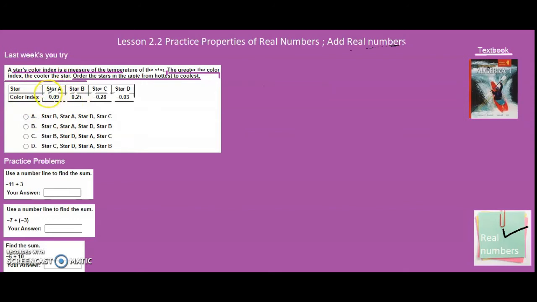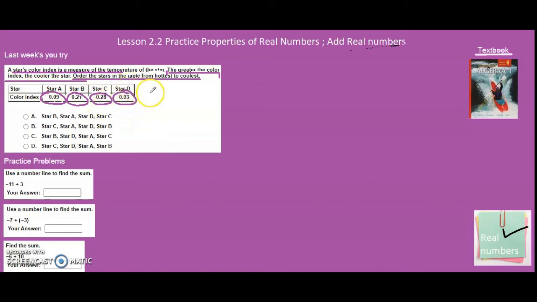First we have star A, which is 0.09. Then we have star B, which is 0.21. Here we have star C, which is -0.28. And the last color index we have is -0.03. Now that we've circled the numbers, let's try to solve this problem. Again, the key hint says, the greater the color index, the cooler the star.